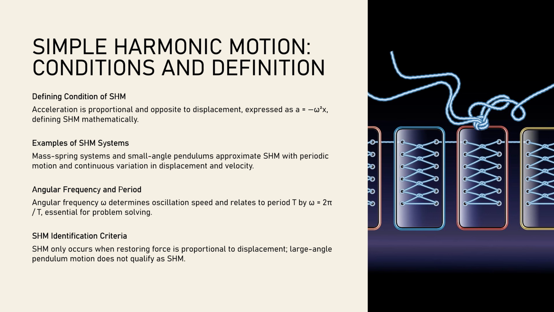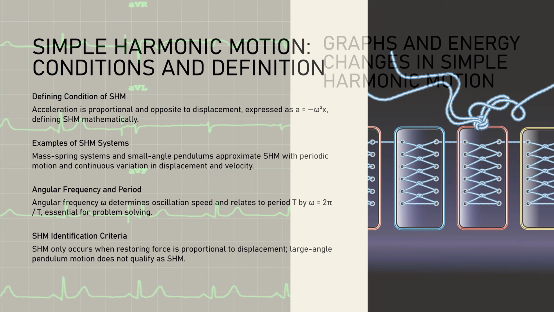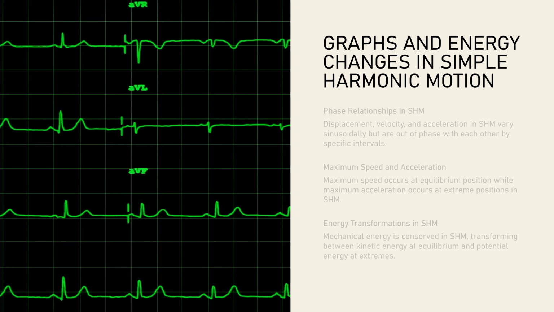SHM is an idealized model but provides an excellent approximation for many real systems, including mass spring systems and simple pendulums at small angles. In SHM, the motion is periodic, meaning it repeats itself at regular intervals, and key quantities such as displacement, velocity, and acceleration vary continuously with time. Graphical representations are central to understanding simple harmonic motion.